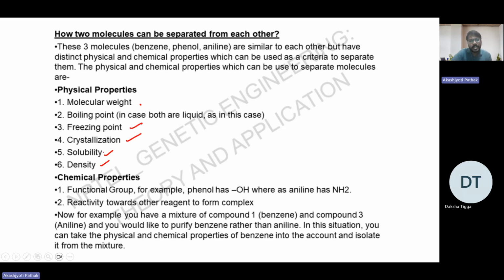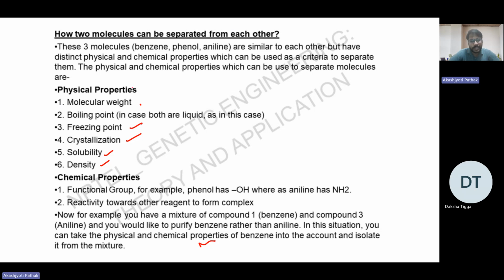And the chemical properties: the compounds have different functional groups, and because of the presence of different functional groups, they have different reactivity. The reactivity towards different agents is different. So, for example, if you want to separate benzene from aniline, what will you do? You can use both the physical and chemical properties of benzene into account and isolate it from the mixture. You can use both these properties.